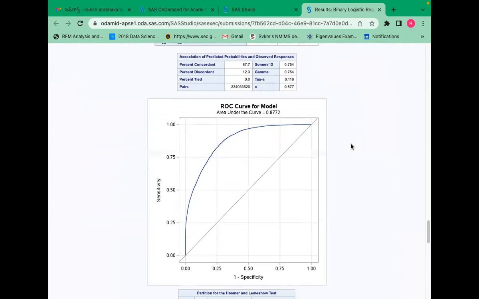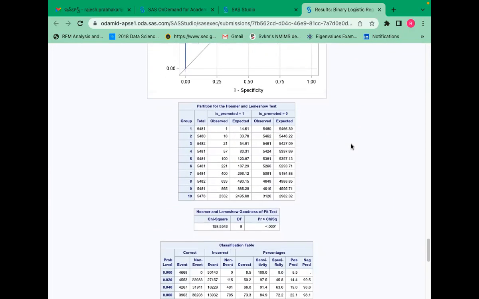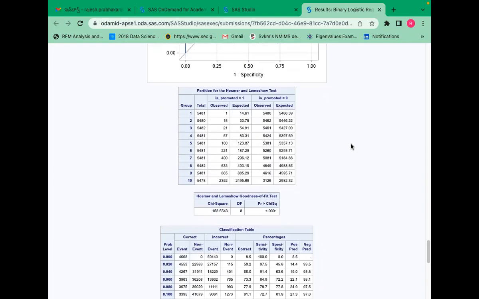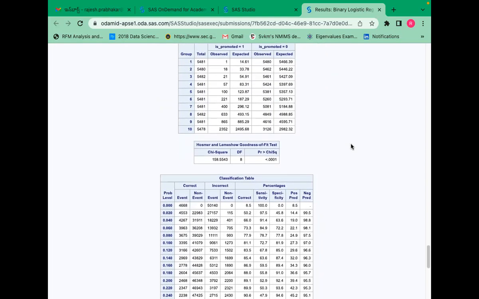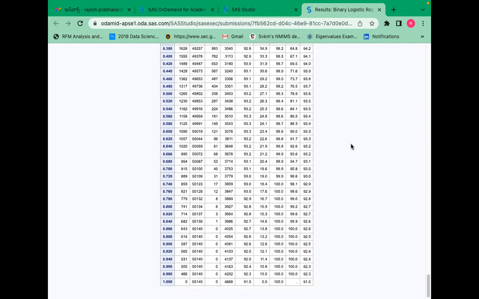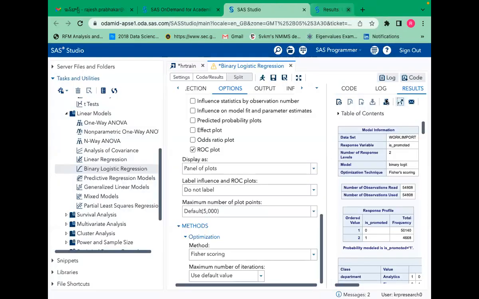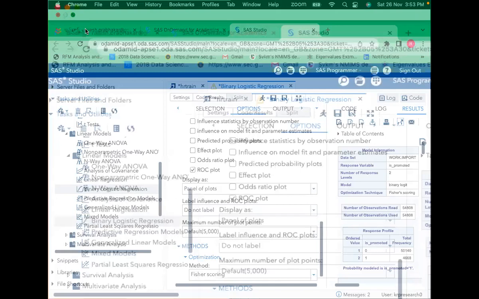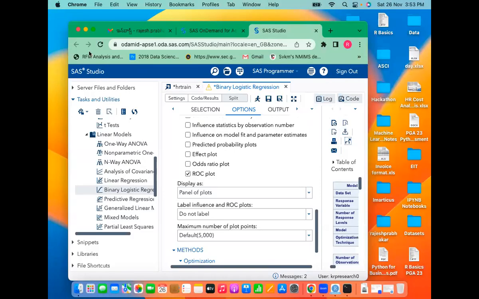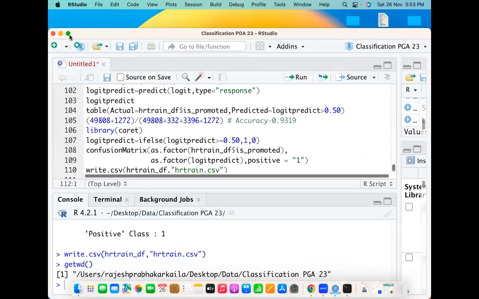AUC of 0.8772. So we get the same metrics in SAS also, but we get a lot of additional metrics compared to the base metrics.